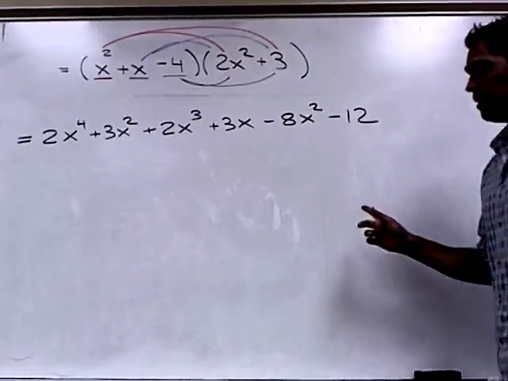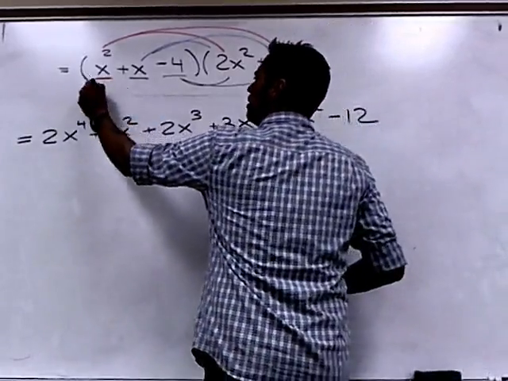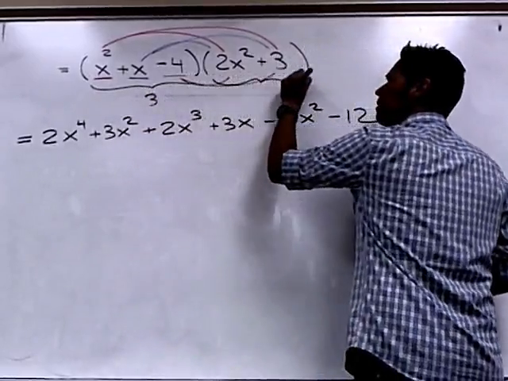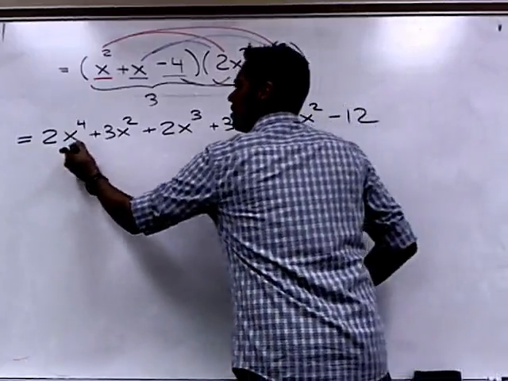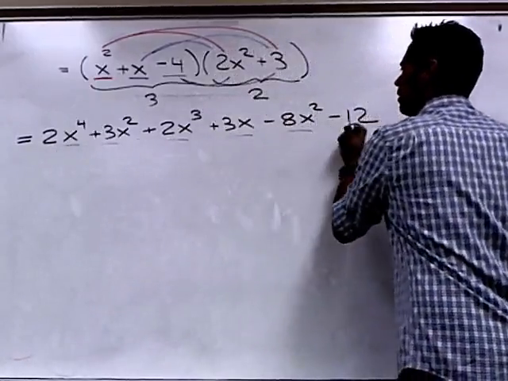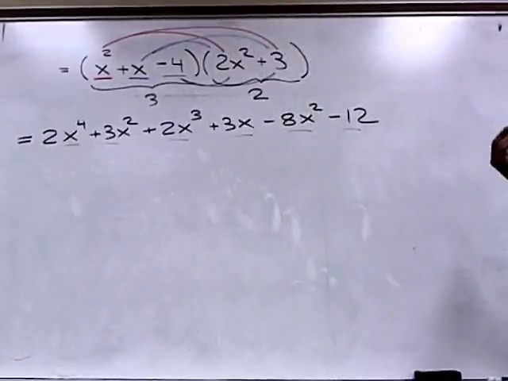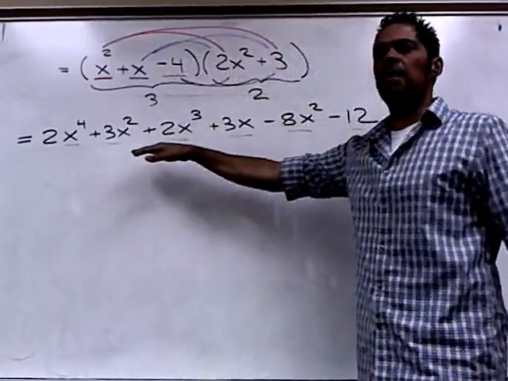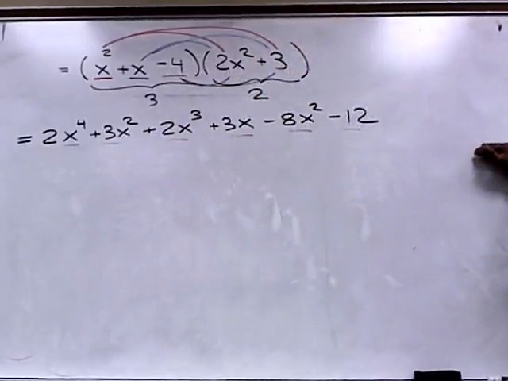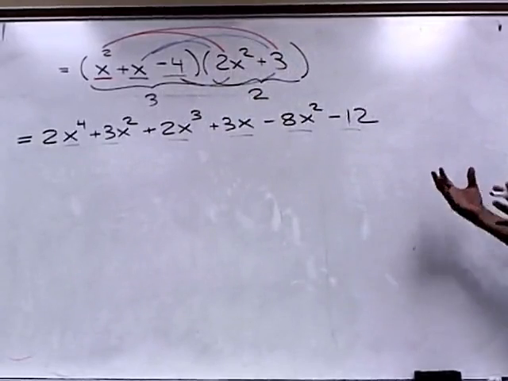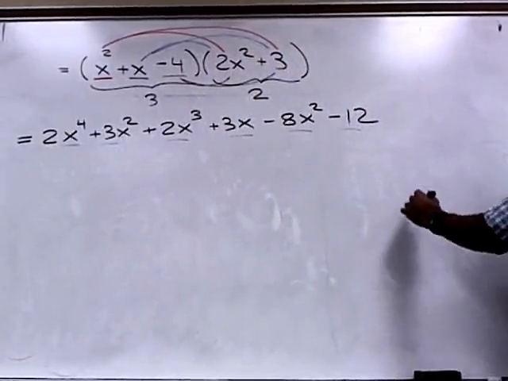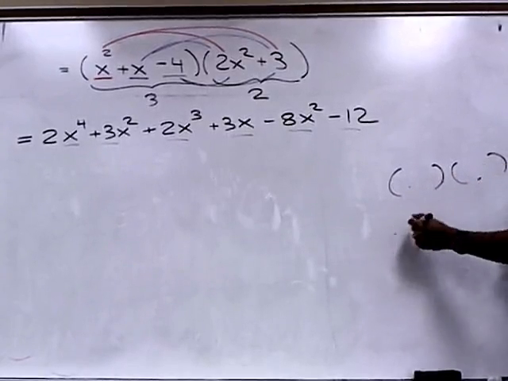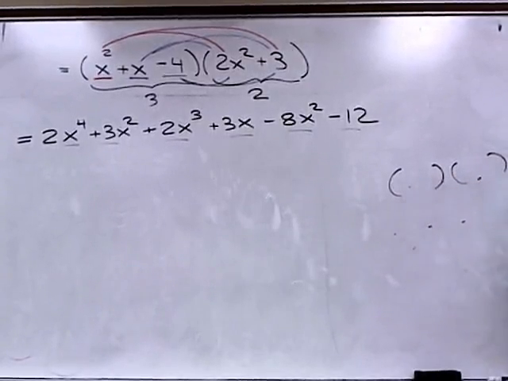I'll point something out here. How many terms were in this right here? How many terms were there? 3. How many terms were here? 2. How many terms did we get when we multiplied this all together? 6. 3 times 2 is 6, right? If we had 3 terms here and 3 terms here, how many would we have? 9. Then we'd have to collect them together. But that's kind of something, when we did FOIL, 2 and 2, we should have got 4 terms, which is what always happened.